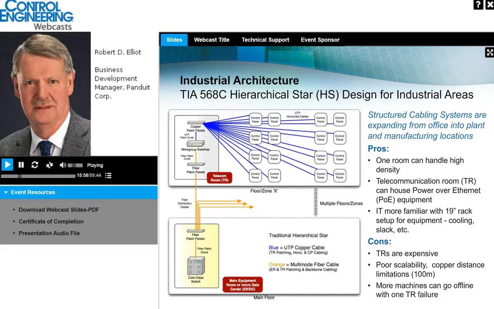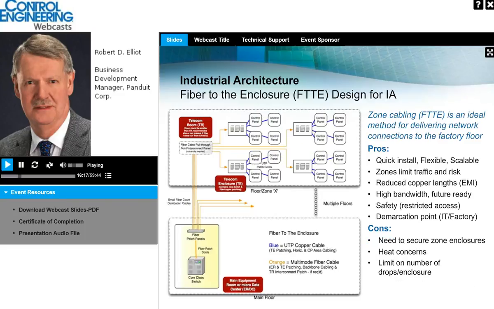This is an example of how this hierarchy can be looked at here in this diagram. If you look towards the top part of this diagram, you can see home run kind of configurations leading from the telecom room to each of those nodes or control panels. This example shows how a fiber to the enclosure design could be used to fiber feed an enclosure and then have copper cabling links to each of some closely spaced control panels.